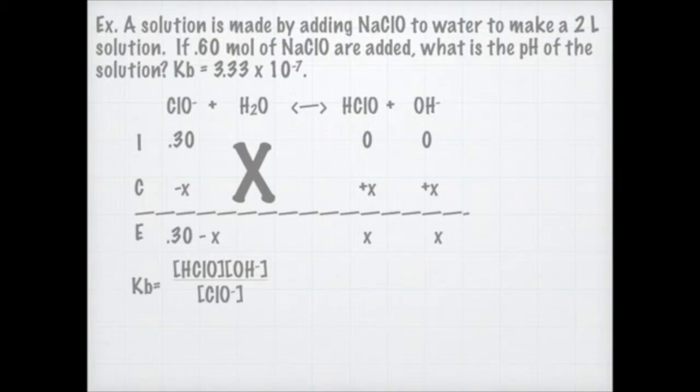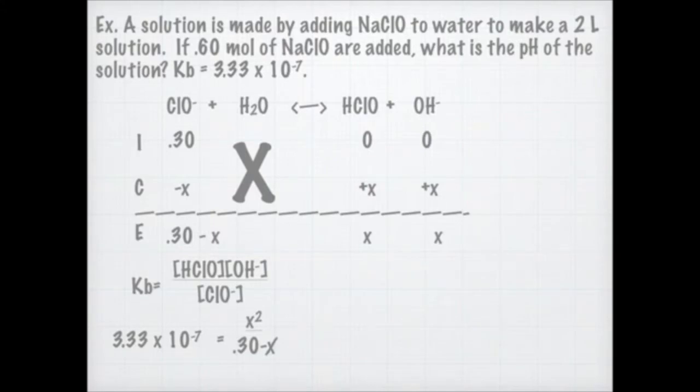Now I can put in everything I know. Well, I know my Kb, it's 3.33 times 10 to the negative 7th. I know that the top, the numerator, is going to be X times X because those are my products, so it's going to be X squared. And I'm going to divide that by 0.30 minus X. Well, using my law of 100, 0.30 divided by 3.33 times 10 to the negative 7th is going to be larger than 100, so I can ignore that X.